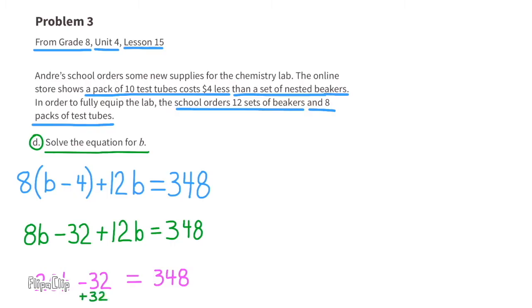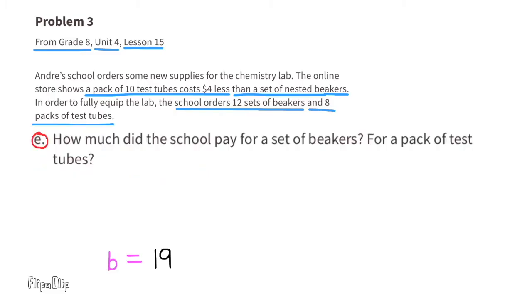Add 32 to both sides. Negative 32 plus 32 cancels each other out, and 348 plus 32 equals 380. Now the equation reads 20b equals 380. Divide both sides by 20. 20b divided by 20 equals 1b, or b, and 380 divided by 20 equals 19. b equals 19.